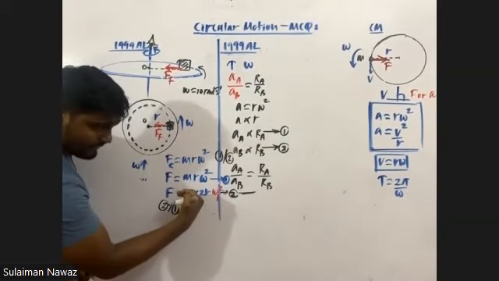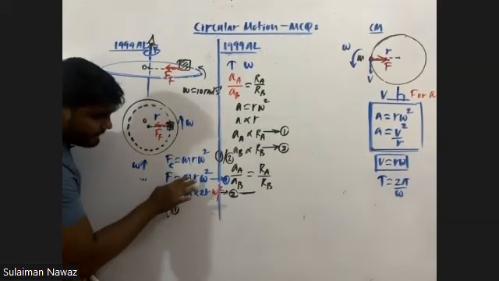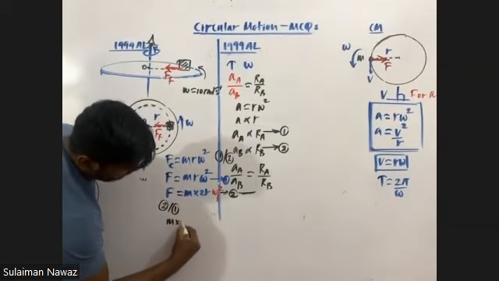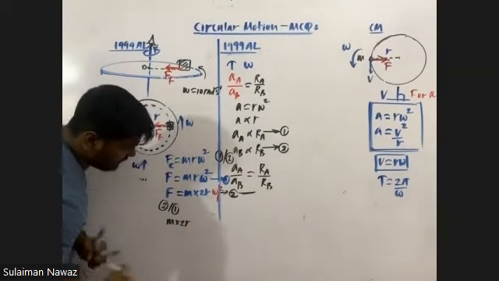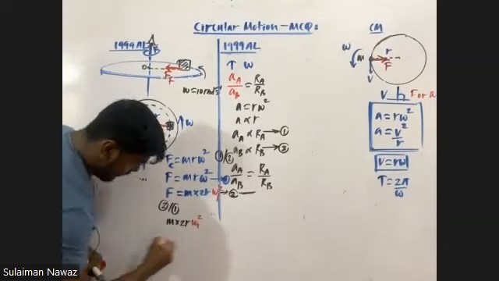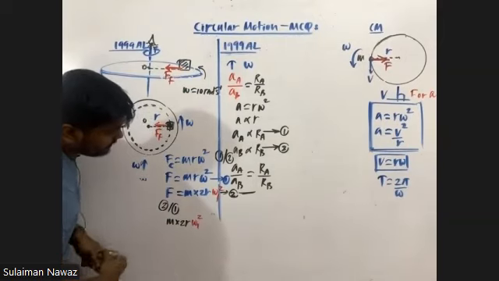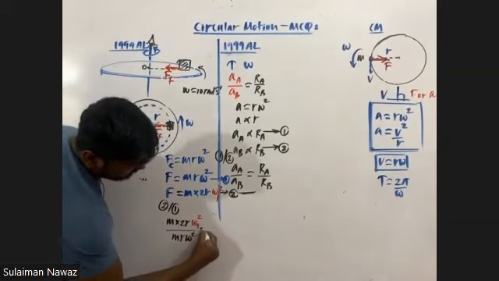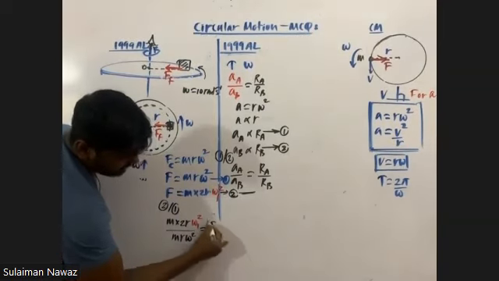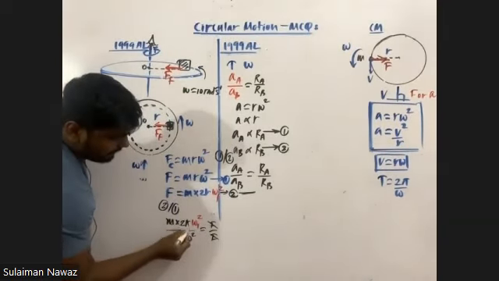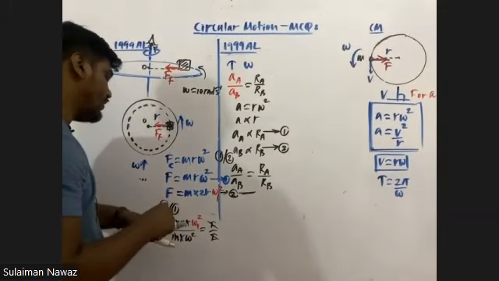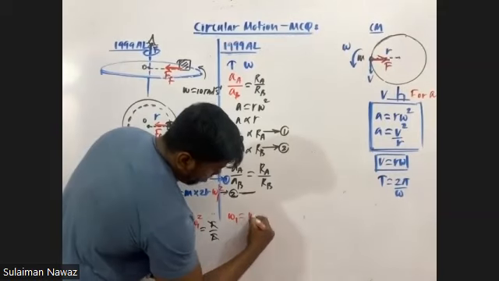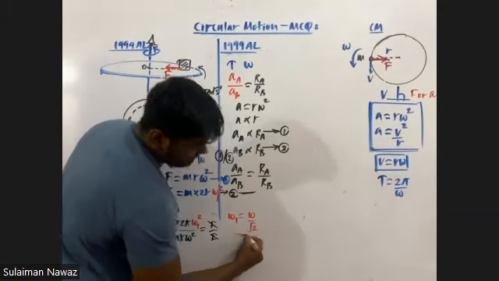Now there are different ways of simplifying these steps. We can say that m into 2r omega 1 squared over m r omega squared equals F over F. F cancels out, r cancels out. Somehow omega 1 will be omega over root 2. That is your answer.